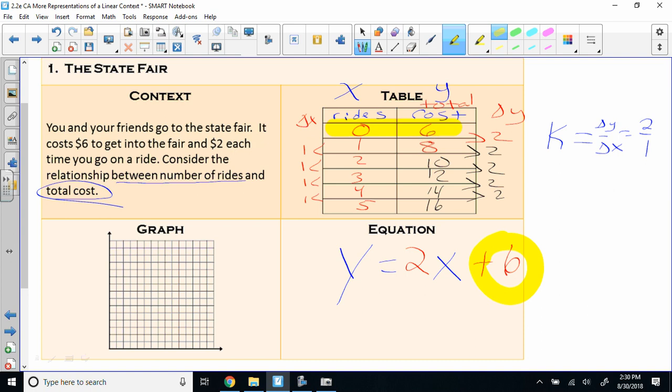Is there a direct correlation? Is there something about that 6 up in the table and that 6 in the equation? Yes or no, ladies and gentlemen? Raise your hand for yes. Okay, raise your hand for no. All right, raise your hand if you don't have a clue. Then pay attention.